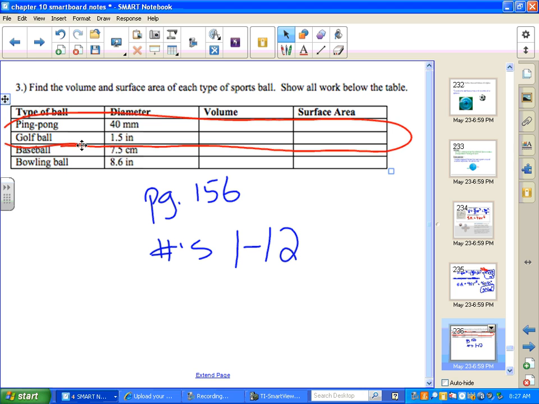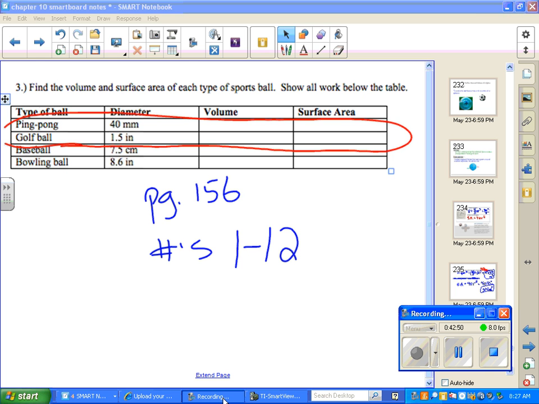What do you guys think about the spheres compared to the other figures? Okay, I kind of wish we had more time, but there were a lot of homework questions. Okay. All right.